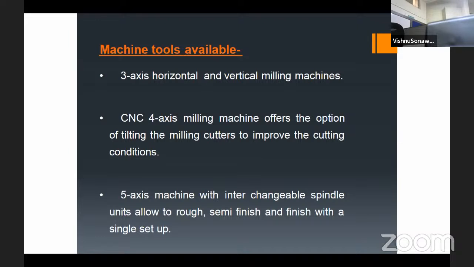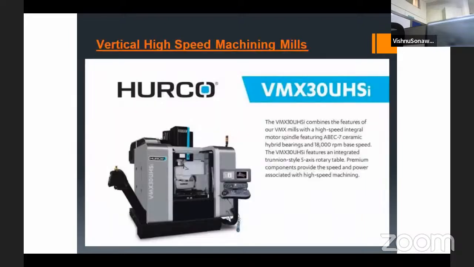And the 5-axis machine tools have changeable spindle units. What do changeable spindle units mean? They are used for rough finishing, semi-finishing, or final finishing in a single step. Here, this is the 5-axis machining center. You can also use the 4-axis and 3-axis machining centers. These are the different types of machine tools available in the market.